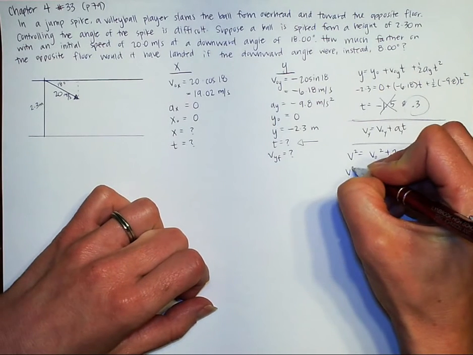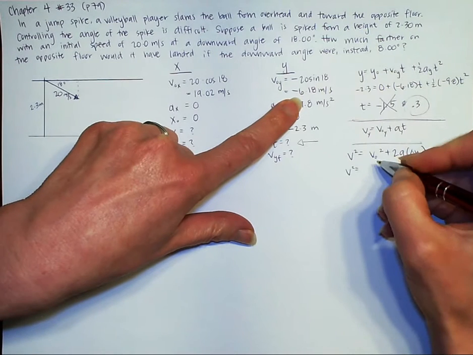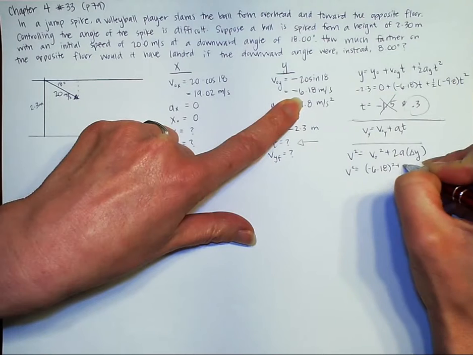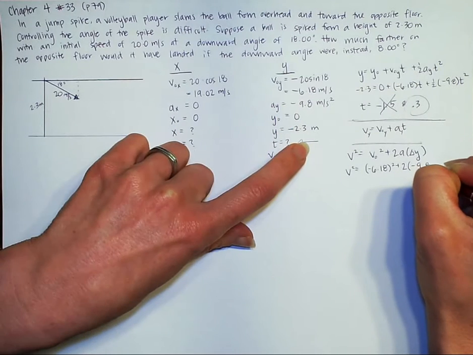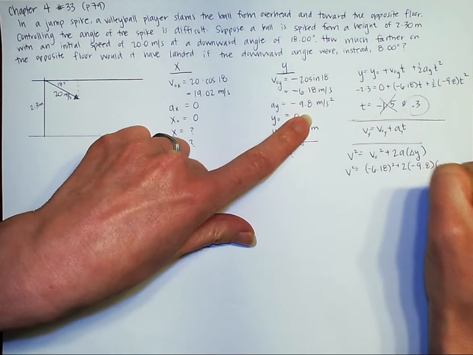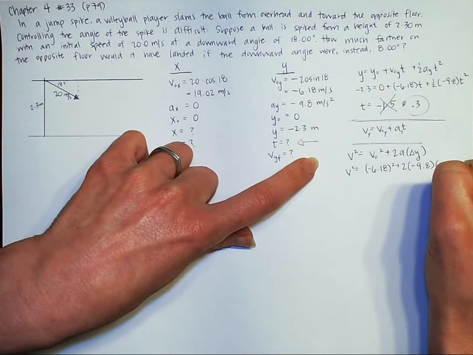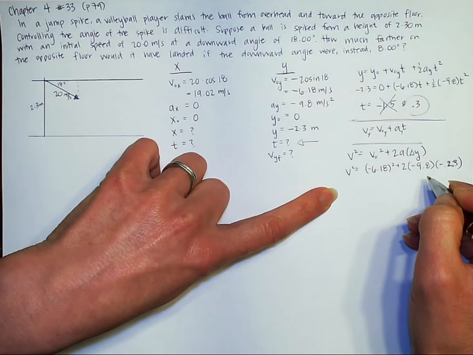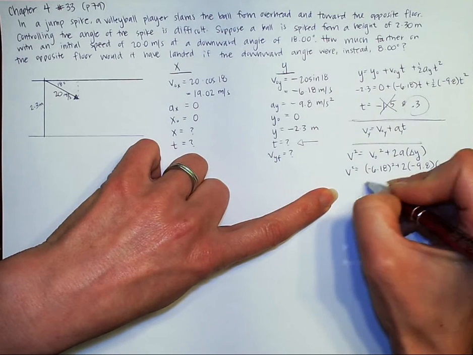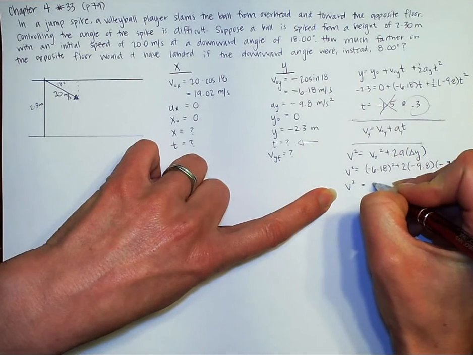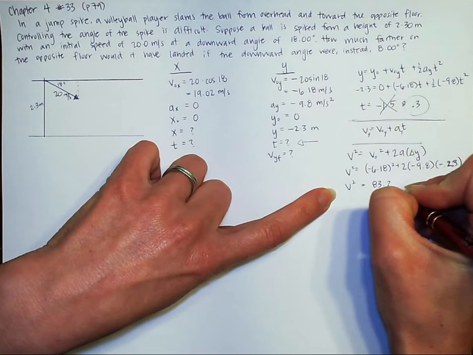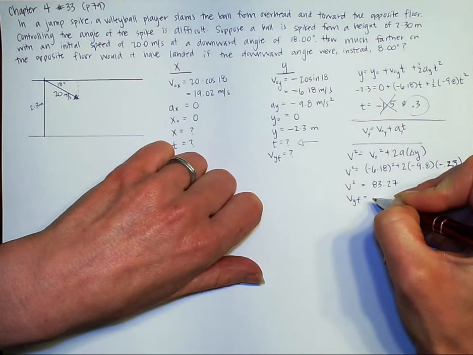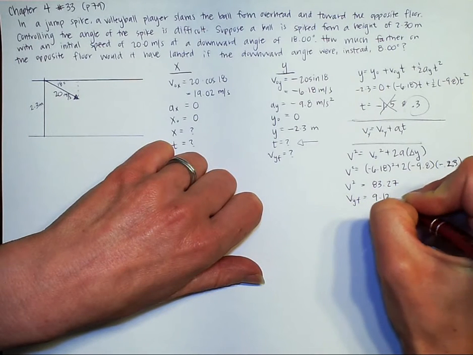So in this case, I have my v squared equals my v naught, so negative 6.18 squared plus 2 times 9.8 times negative 2.3. And so if I work this out, I find out that this v squared equals 83.27, which means that my vy final equals 9.12.